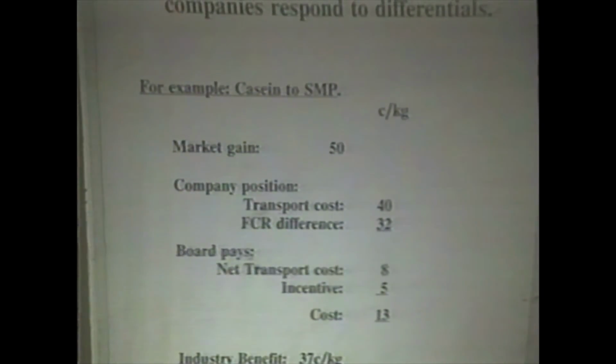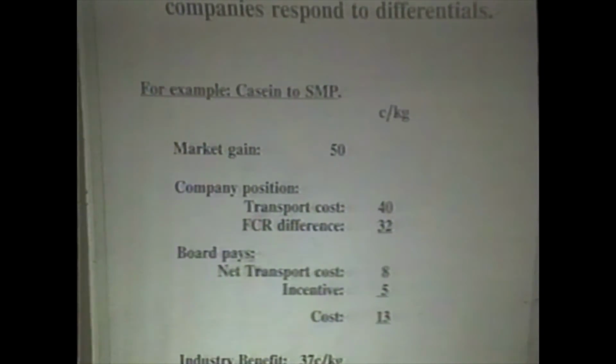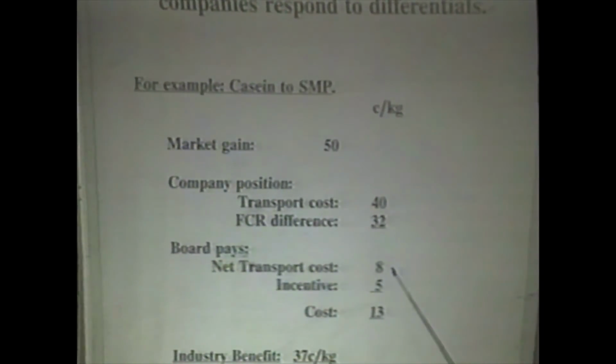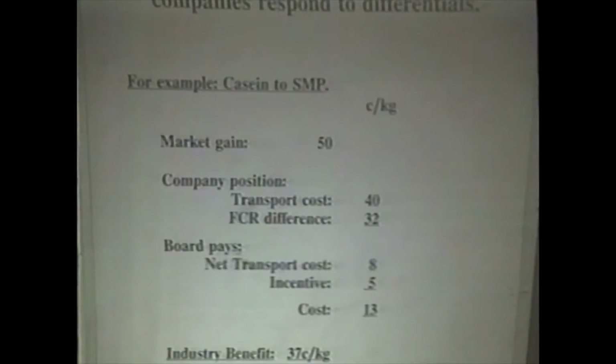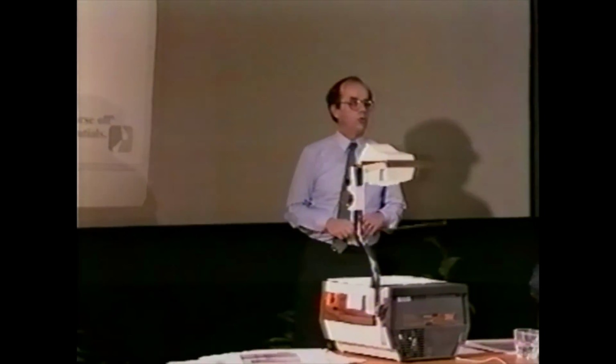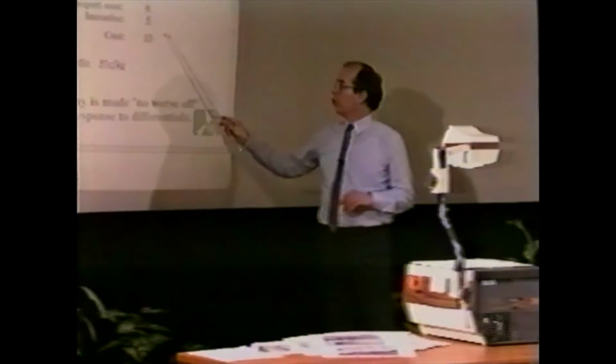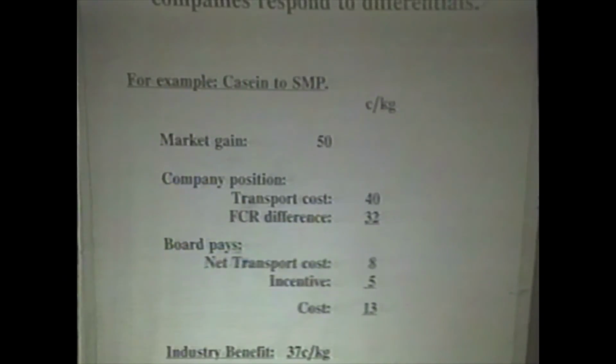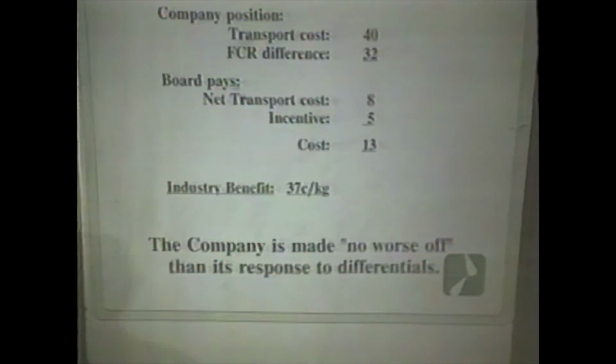The board is in the position to take the wider view and say, look, if the market's offering us 50 cents as an industry, we will pay a top-up of the 8 cents towards the transport, and we'll pay you an incentive of up to 5 cents for the trouble of organising it and disrupting your labour force perhaps. So for a 13 cent payment to the company, the industry can have that milk made into milk powder, earn the 50 cents, and the whole industry is better off by 37 cents.